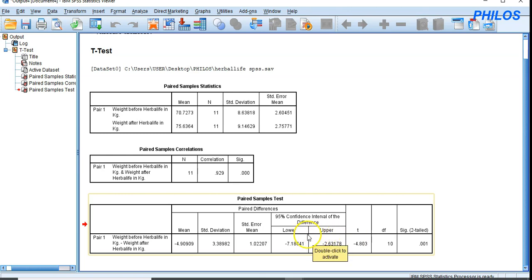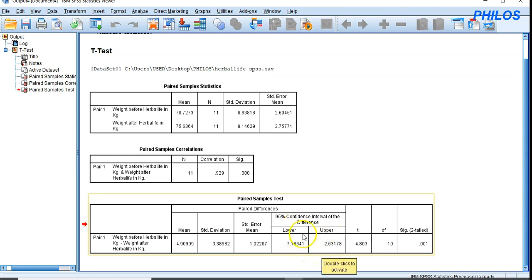Now, the third method is using the 95% confidence interval of the difference. Now, to use it, you check the upper and the lower. If the upper and the lower have the same sign, you are going to reject the null hypothesis. When I say the same sign, it means if they are both negative or if they are both positive, okay, we reject the null hypothesis. But if they have different signs, that is, if one is negative and the other is positive, then we do not reject the null hypothesis.